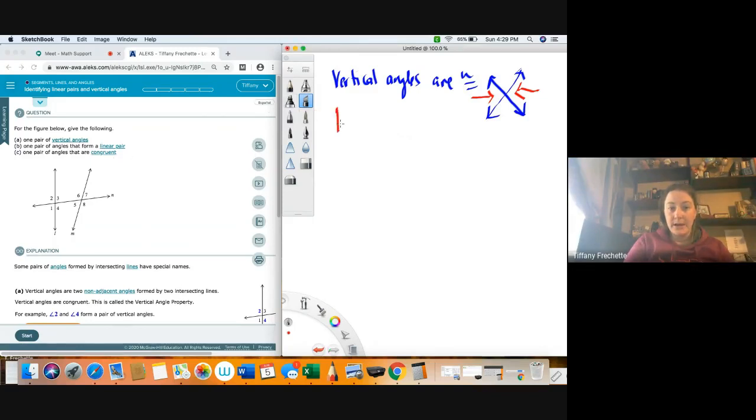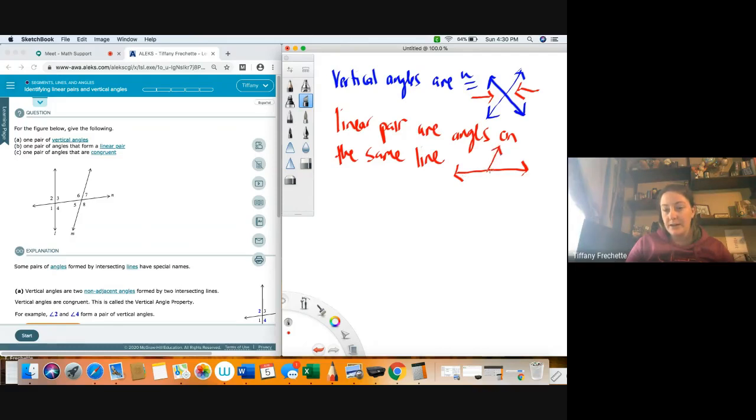So a linear pair means angles on the same line. So if I go through here and go like this, and then I draw another ray that's coming up here, starting in the middle of the line going up, angle 1 and 2, and I'm just giving it some names here, angle 1 and 2 are a linear pair because they are on a line together. So that's all linear pair means, just two angles that are on a line together.